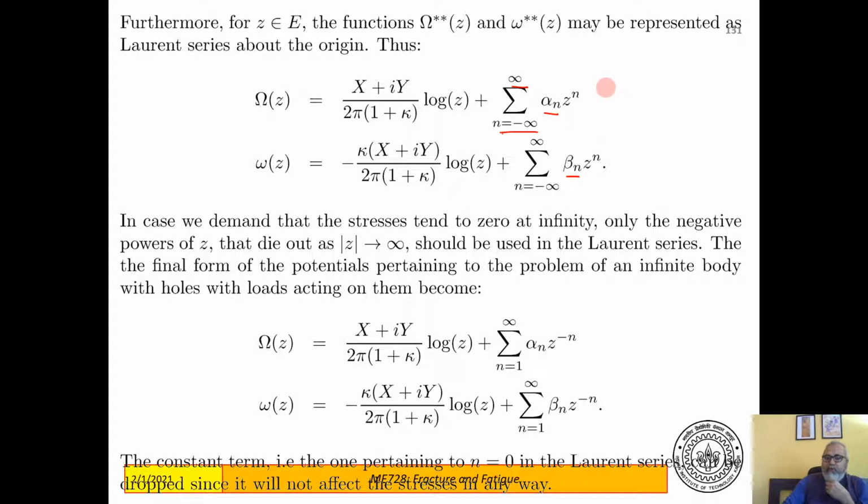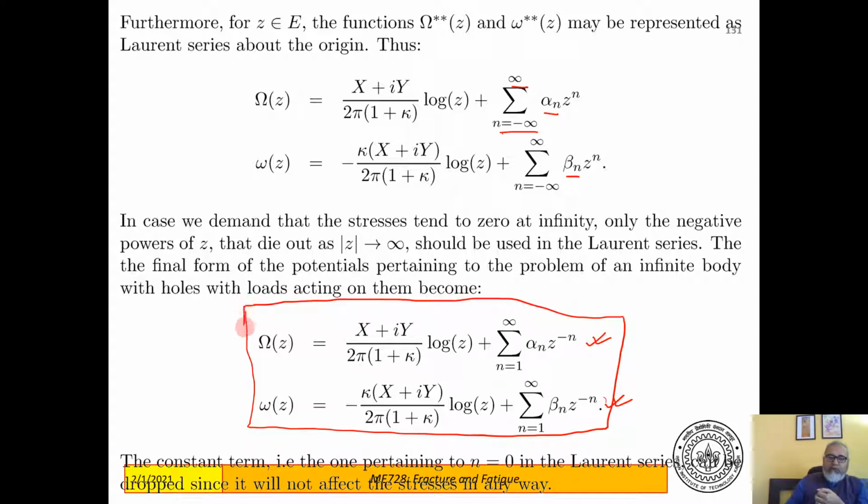Now, we need that these go to zero as mod z tends to infinity. So if these have to go to zero, then these can contain only the negative powers and not the positive powers. So we have to delete the positive powers from it. So this is the form of the analytic function that we can have, and these are the potentials that we have very far away from the hole. They contain only these negative powers of z, and they also contain log z. So armed with this, we can now solve a problem.